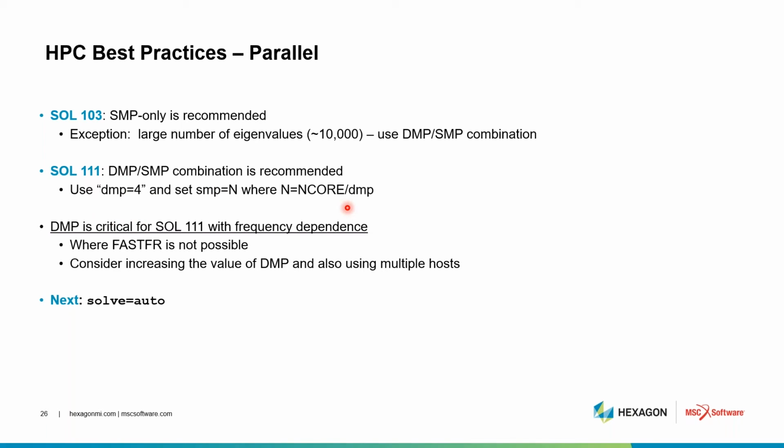DMP is critical for solution 111 with frequency dependence, where fast FR is not possible. Consider increasing the value of DMP and also using multiple hosts. So this is something that the automotive customers might be taking screenshots of. This is the best advice given by our HPC expert at MSC.